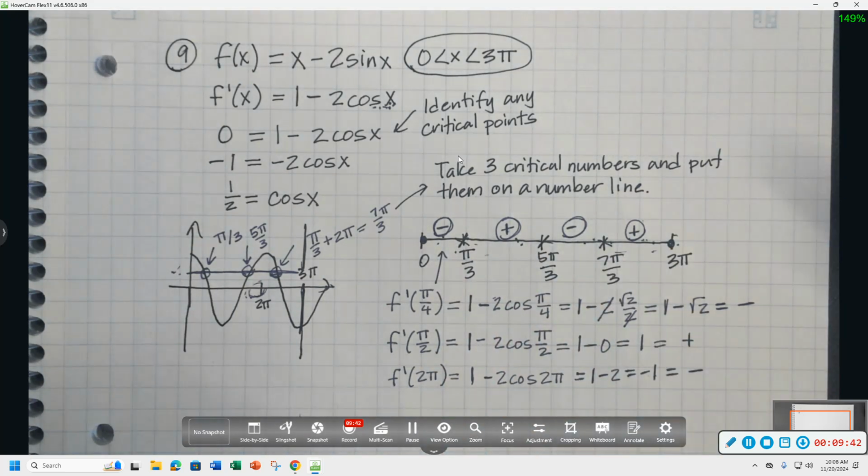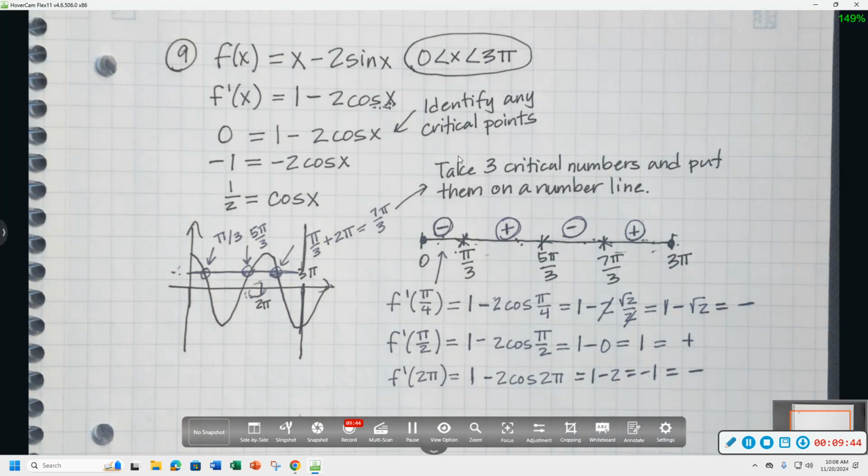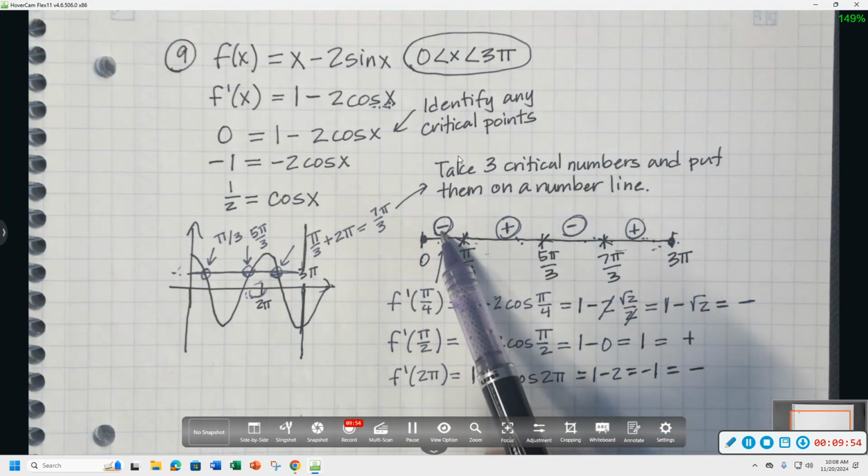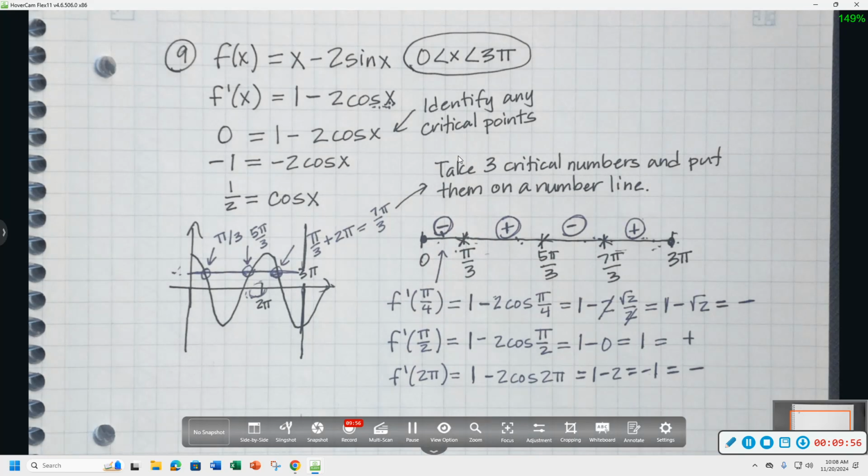That is a lot of work to get to the point where we can even have a conversation about what the derivative is telling us here. So this is telling me between 0 and 3 pi: negative derivative, my graph is going down. Positive derivative, my graph of f of x is going up. Negative derivative, it's going down. Positive derivative, it's going up.